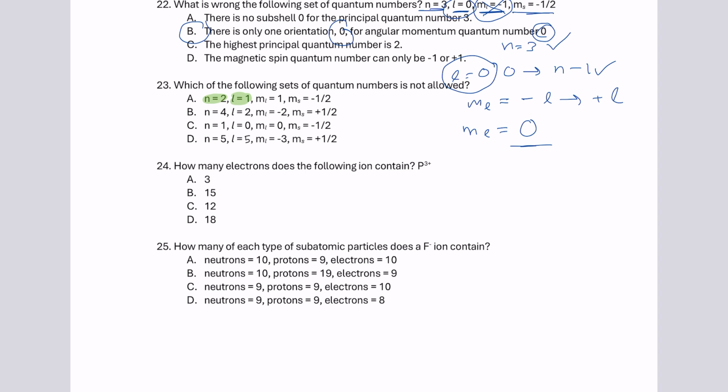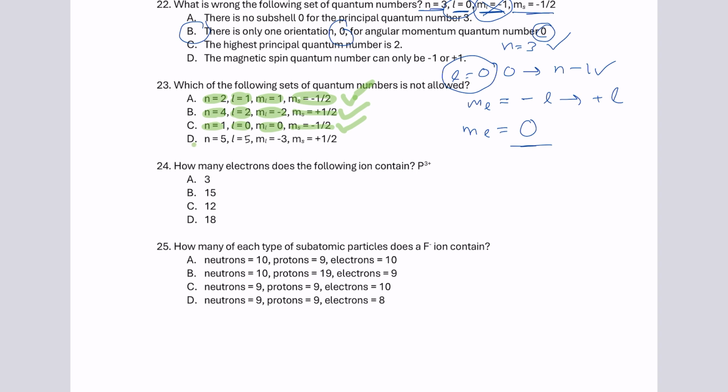Since l is equal to 1, ml can be any value between negative l to positive l. So an ml value of 1 is correct. And then our ms is negative 1/2. This follows all the rules for quantum numbers. Answer choice B says n is equal to 4, l is equal to 2, ml is equal to negative 2, and ms is positive 1/2. This is another set of valid quantum numbers that follows the rules. C says n is equal to 1, l is equal to 0, ml is equal to 0, and ms is negative 1/2. Again, a valid set of quantum numbers that follows our rules.